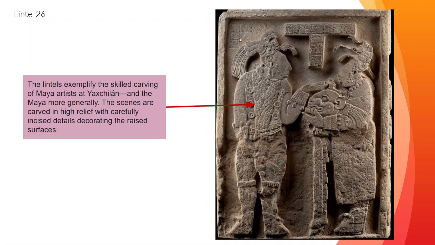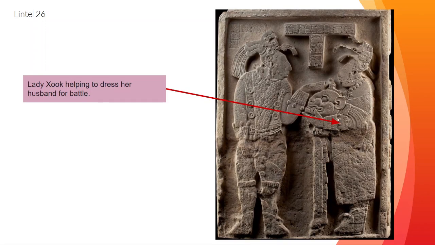We have beautiful relief carving. So again, that backside has nothing, front side is where the detail is. It is carved in high relief, and they're doing it subtractively, so carving in, carving in, carving in. Lots of incised details, so making sure that the details are carefully incised as well, so cutting into the stone. This one is showing Lady Shook helping her husband dress for battle.